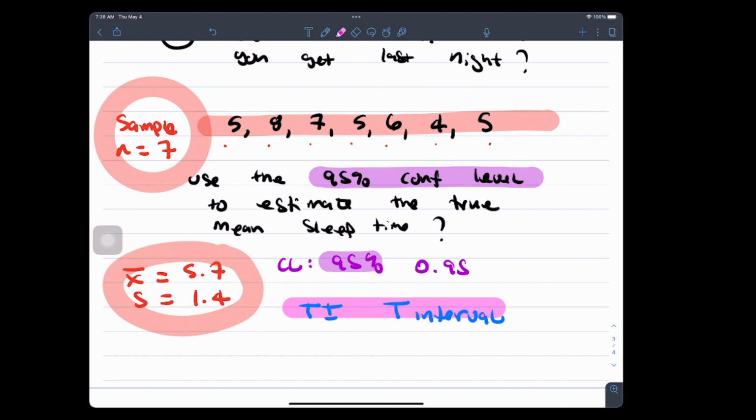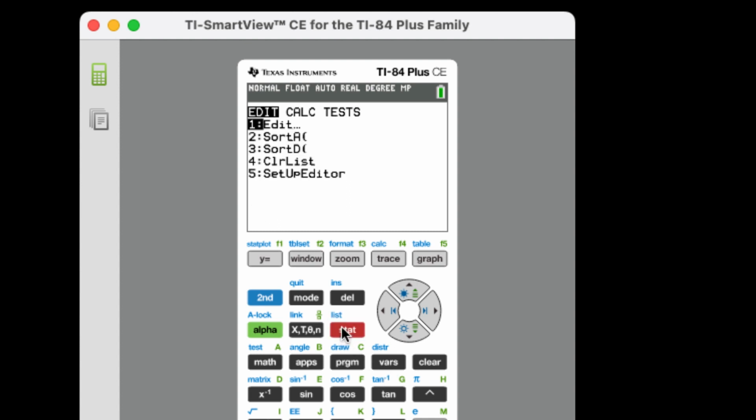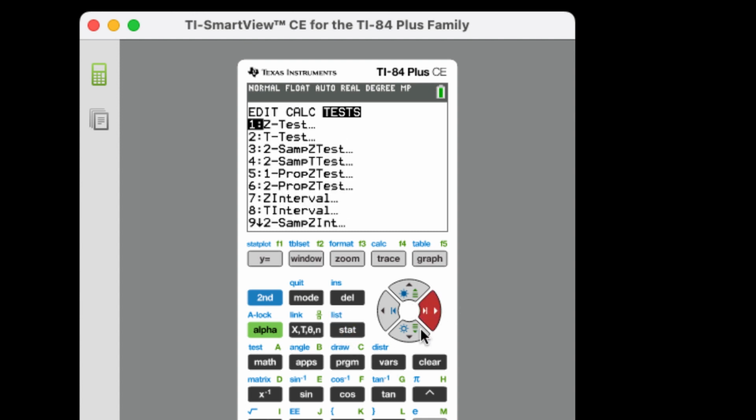So now you could go to the TI and you go, okay, TI, how do I estimate? You go to stat, test now. I've got to go to T interval again. That's number 8. Is that right? T interval.